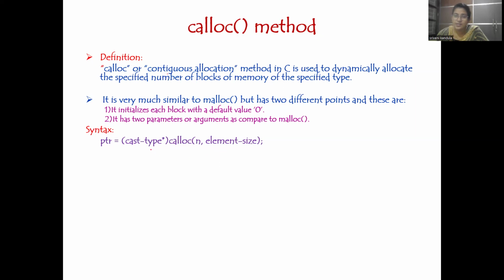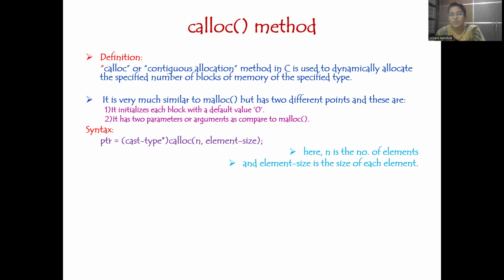And we will be casting it to the appropriate type, similar to malloc, because this also will return us a void pointer. So this should be typecasted to the appropriate type and it should be assigned to a pointer of similar type. Okay. So here n is the number of elements and element size is the size of each element or each block.